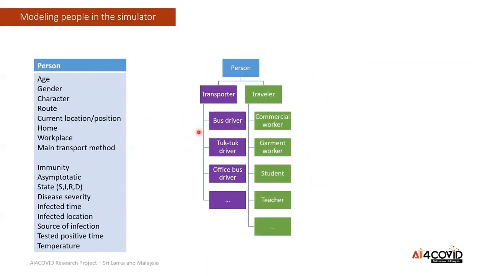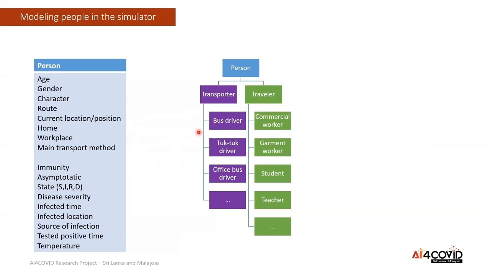We model these people into two categories. The first category is the transporters and the other category is the travelers. So basically the transporters are like bus drivers, taxi drivers and office bus drivers. They tend to move around the environment, and they travel the other travelers with them. So for example, the bus driver can travel like a different set of people with him.